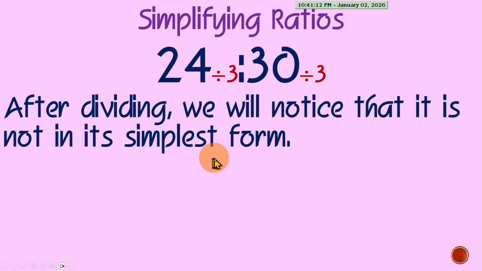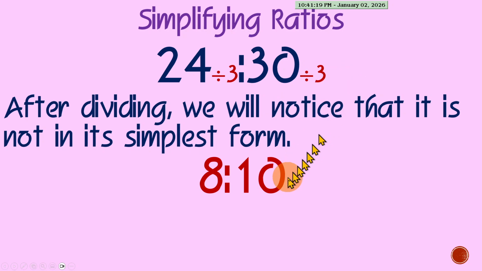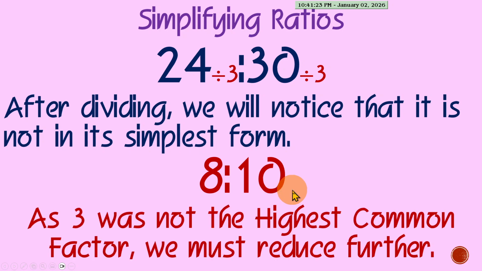you will notice that it's not in its simplest form because 24 divided by 3 is 8 and 30 divided by 3 will give you 10. These numbers are still even, so we know we can also divide by 2. So because we did not use the highest common factor, you will have to divide more than once. Now this doesn't mean you will lose points. In fact, you're going to get the same amount of points as the person that uses the highest common factor. So don't cry if you don't see the highest common factor right away.